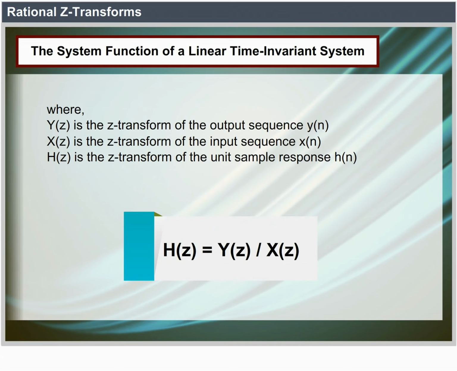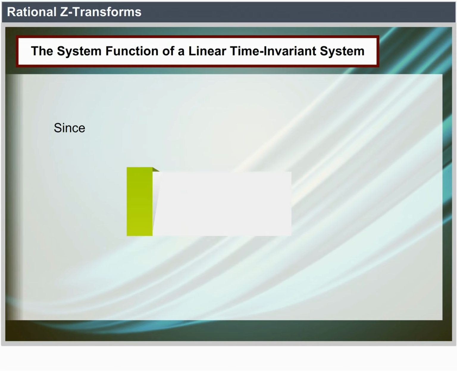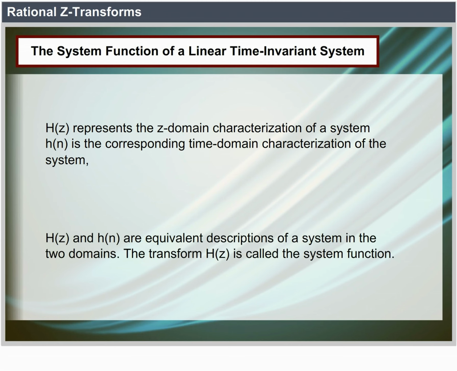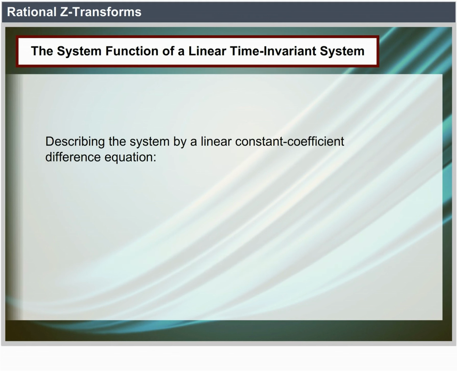Since H of z equal to summation n equal to minus infinity to plus infinity h of n into z power minus n, H of z represents the z domain characterization of a system. h of n is the corresponding time domain characterization of the system. H of z and h of n are equivalent descriptions of a system in the two domains. The transform H of z is called the system function, describing the system by a linear constant coefficient difference equation.